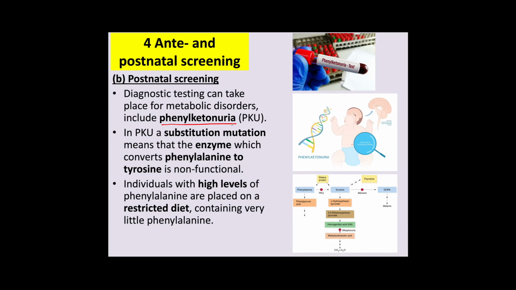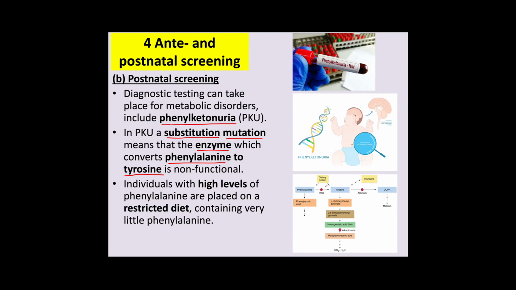Now, that's a metabolic disorder, which means it affects a metabolic pathway. The pathway it affects is the breakdown of phenylalanine to tyrosine, okay? And that pathway then continues on and eventually will produce melanin. Now, if that enzyme, which breaks down phenylalanine into tyrosine, is mutated in some way, in PKU, it's a substitution mutation, it will result in it being non-functional.